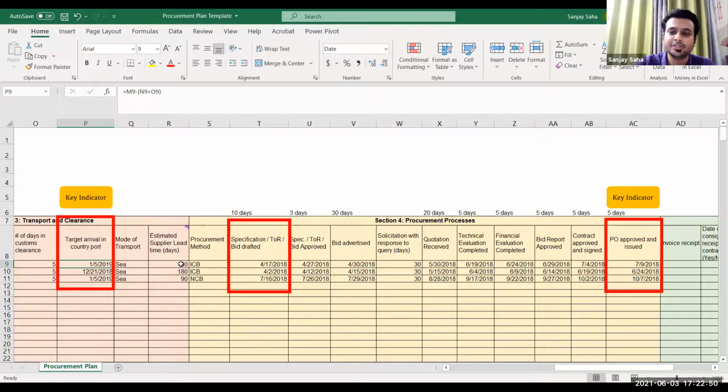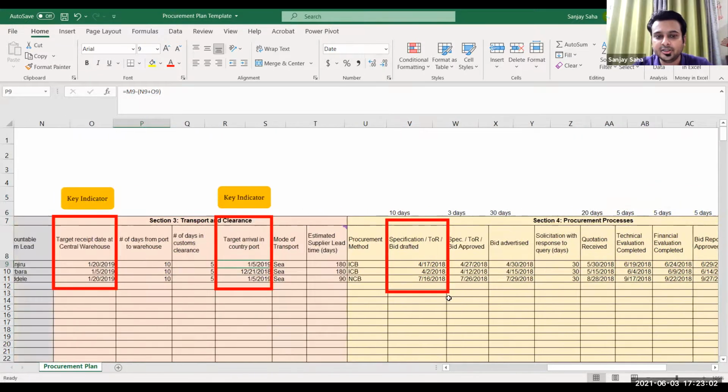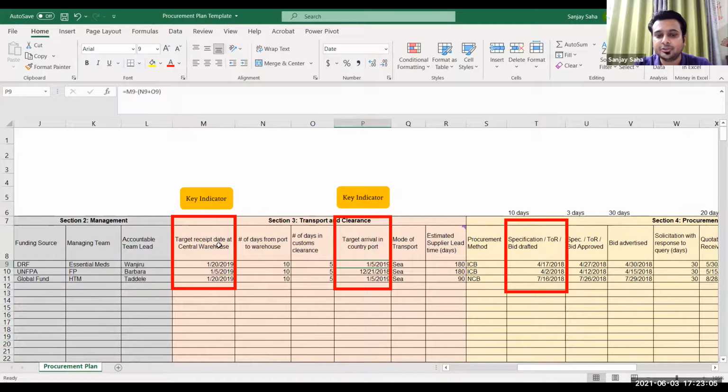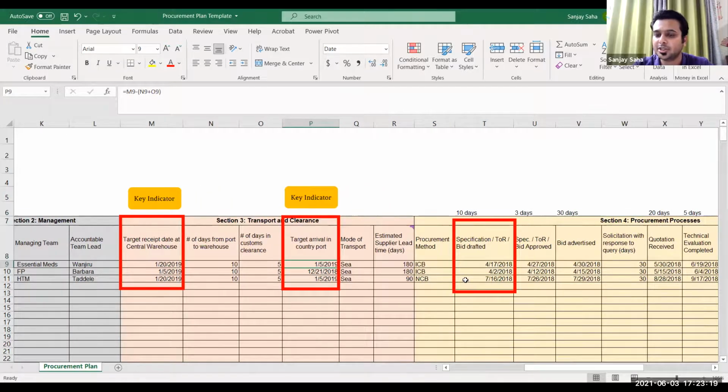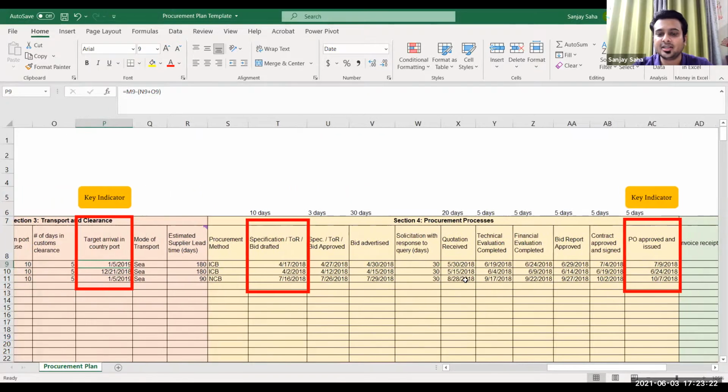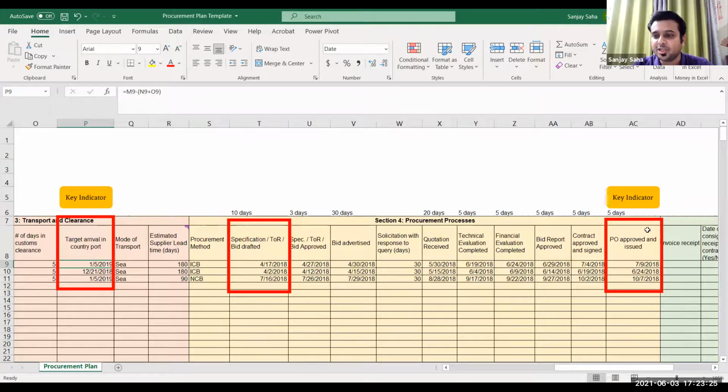So you can also reverse it if you want, but just because I wanted to show you the procurement process as well, it's in a straight line, but you can reverse this as well. That's why, if you see the boxes here, the key indicators you need to take care of are: when do you need the products at a central warehouse, and what is the target arrival in country, because you need to go for customs clearance, pay for those taxes, and whoever is paying for those taxes, submit those documents. Then the two important dates are when your PO should be approved and issued, and based on that, when you should start your specification and bid writing process.